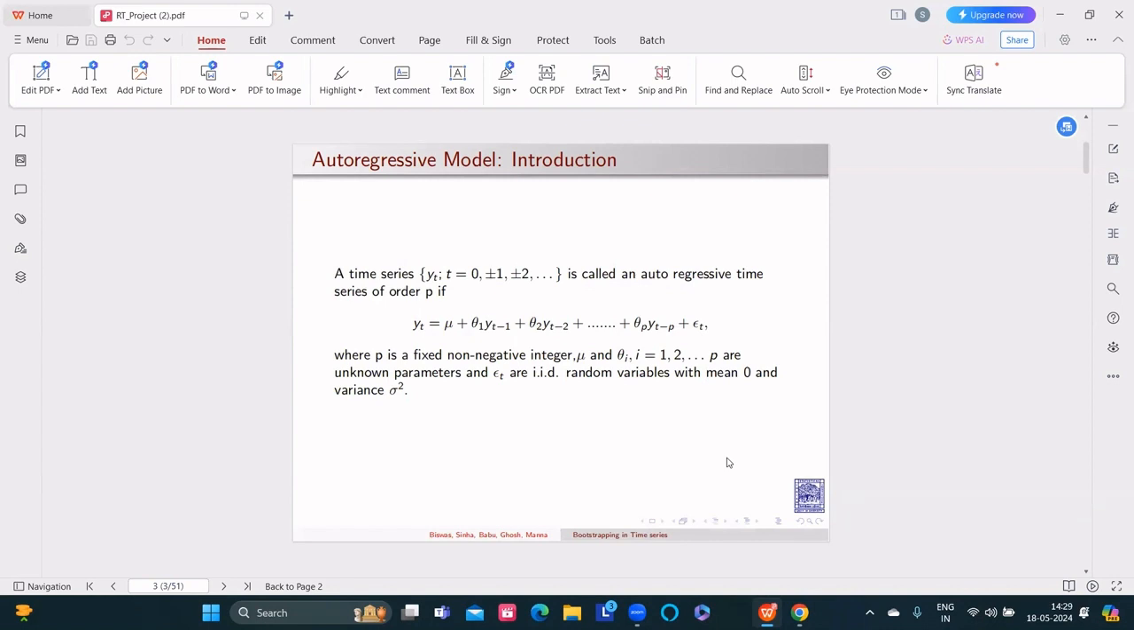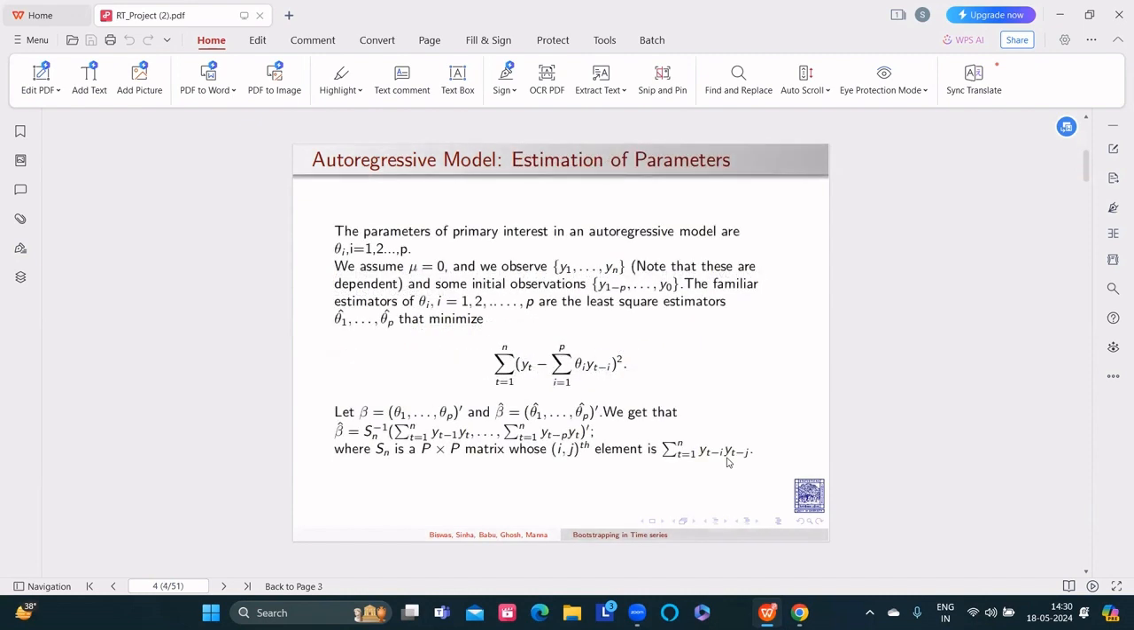The autoregressive model basically assumes that the current values of the time series depend linearly on its own previous values, and it expresses the current value of the time series as the linear function of old previous values and some random error, which are assumed to be independent and identically distributed. Now, estimation of parameters in the autoregressive model.